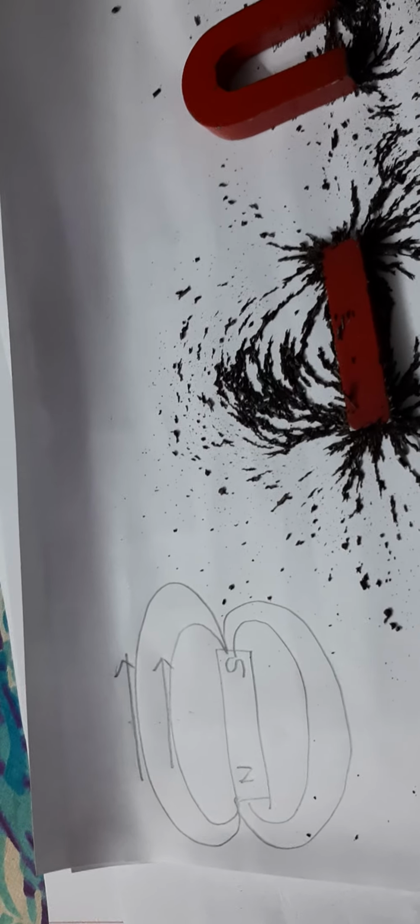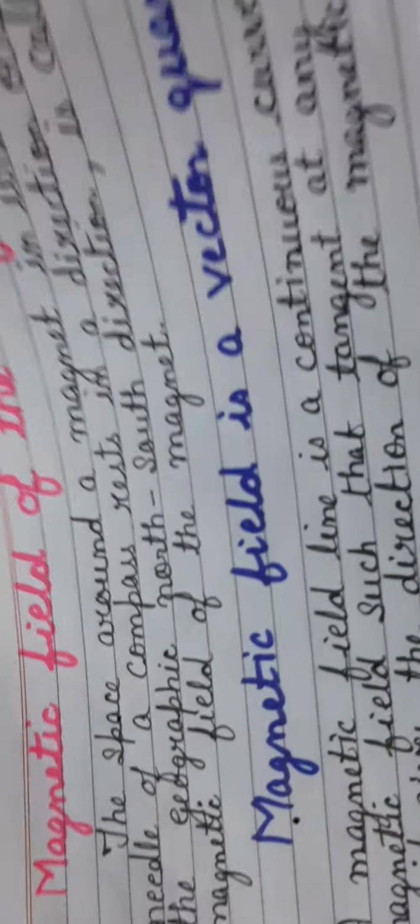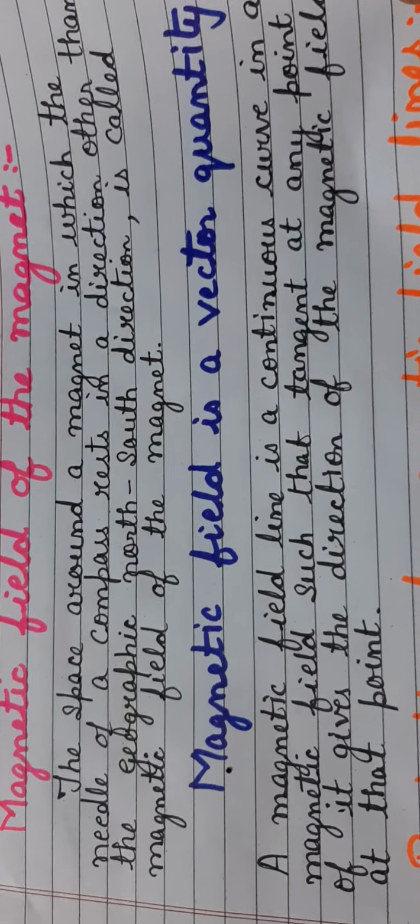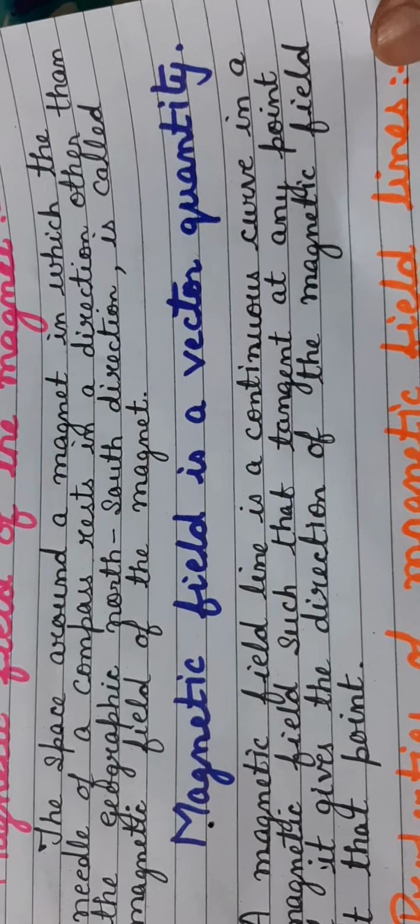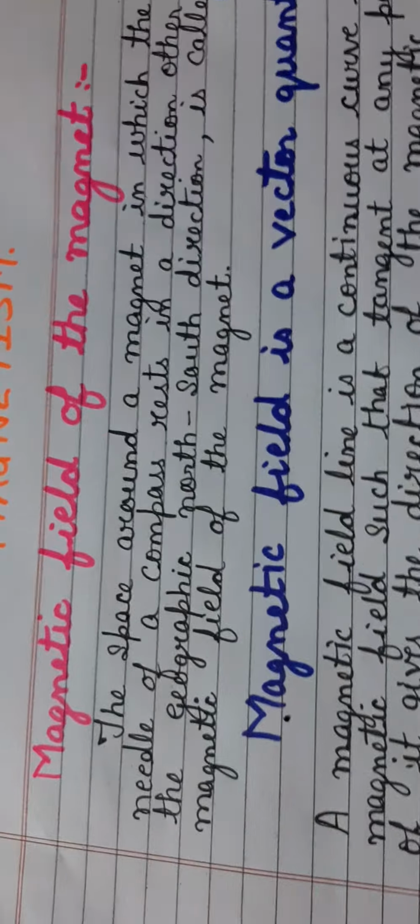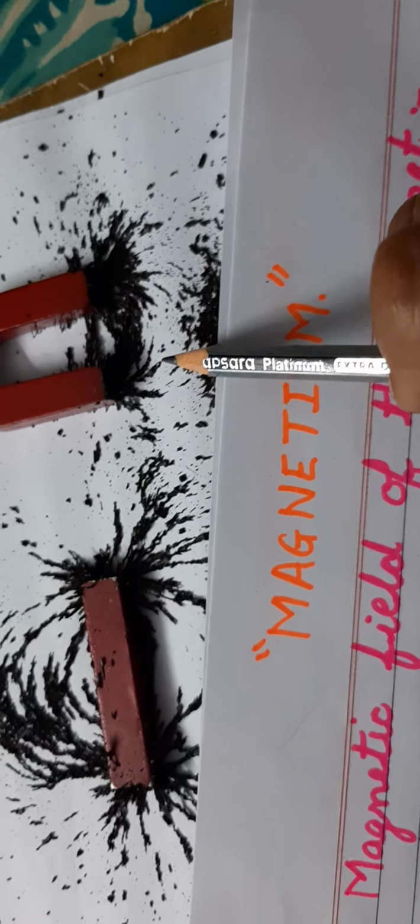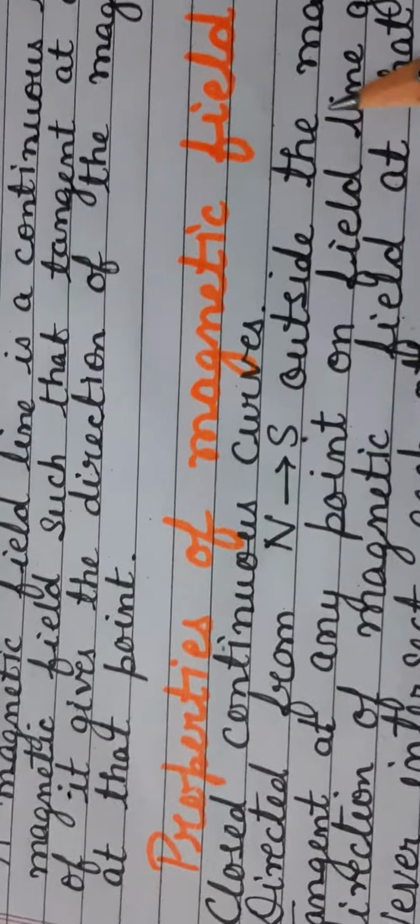Okay, so this is how we define the magnetic field lines. We say a magnetic field line is a continuous curve in which, when I draw a tangent to it, the tangent depicts the direction of the magnetic field. So these are the magnetic field lines around the magnet, around the horseshoe magnet, around the bar magnet. And if I draw a tangent, that gives the direction of the magnetic field. Now let us look at the properties of magnetic field lines.